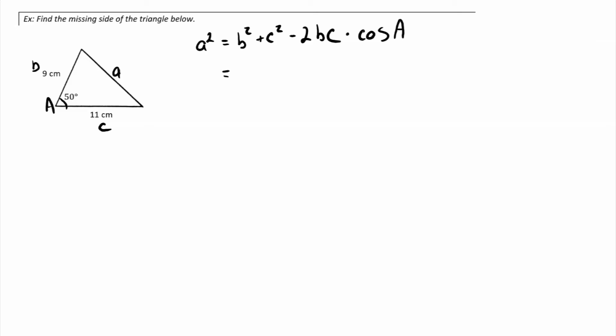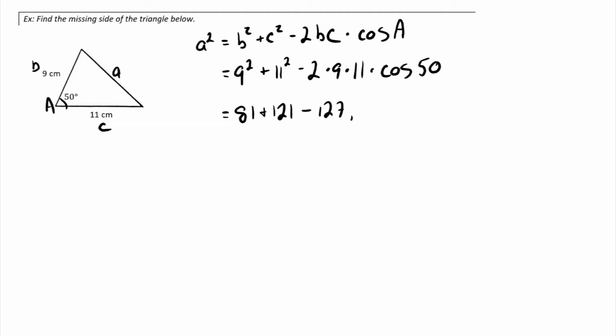Going with the information that we've got, that means we've got 9 squared plus 11 squared minus 2 times 9 times 11 times the cosine of 50 degrees. It's got 81 plus 121 minus 127.27. Working all of that out, we end up with 74.73. We want to find just A, so we're going to take the square root of 74.73, and we get 8.64.